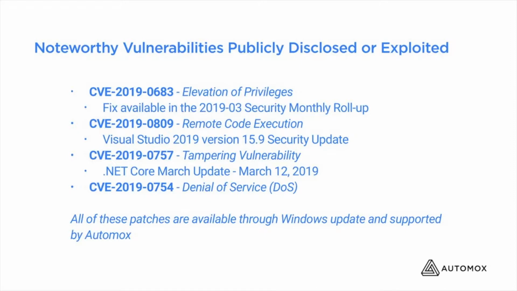And the last one will be CVE 2019-0754, and that is a denial of service, which means they'll deny any service running on the device. The vulnerability exists in the way Windows is handling objects in memory. So this is a vulnerability on the OS itself, and it's a denial of service memory. Now, all of these patches are available through the Windows Update and supported by Automox. So as long as you make sure that you're up to date with the latest Patch Tuesday releases, you'll make sure that these vulnerabilities have been patched.